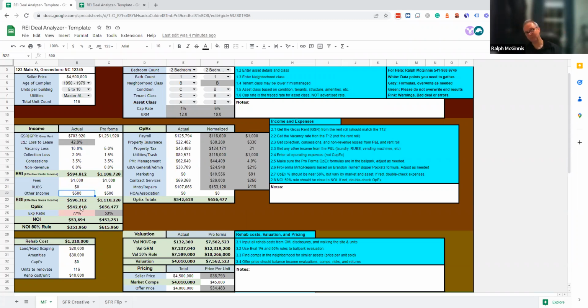Other income could be like laundry, and what do you call it, Coke machines or vending machines. So any form of other income goes here. And then after you add your effective rental income and all these other incomes, you come to effective gross income. So that's your entire effective income. And now you're ready to subtract out your operating expenses.